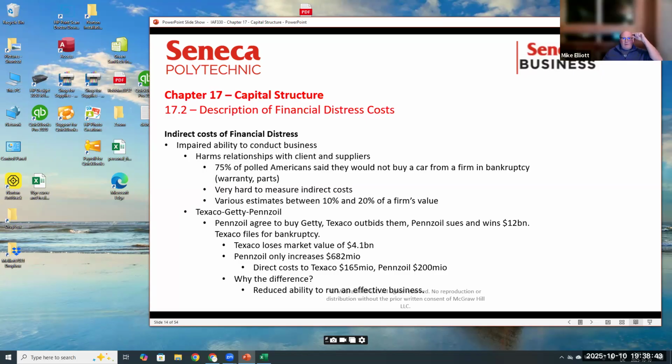75% of Americans said they would not buy a car from a firm in bankruptcy. It makes sound sense, right? Warranty, parts, etc. Every car maker in the US has been in bankruptcy. GM, Ford, Chrysler, who's left? The Pontiac was, that's basically all that's left, right? Dodge is part of Chrysler, etc. So they've all been there. It's almost impossible to measure these indirect costs, but they exist, and it's somewhere between 10 and 20% of the firm's value. Think about it. When your sales drop off because I can't count on you to be my supplier anymore, that's going to have an impact on the value of your firm, right?